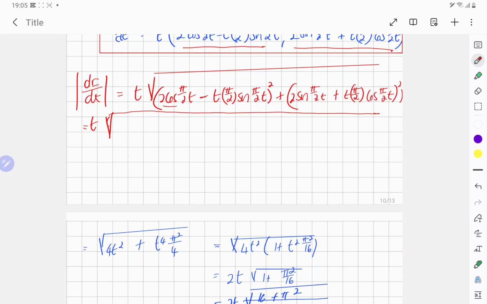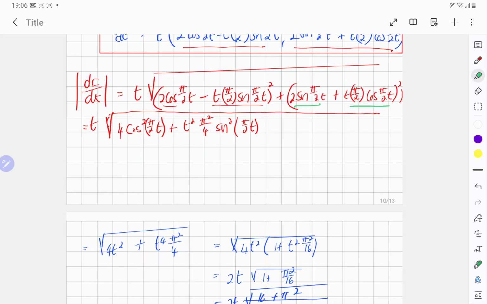For the first bracket, I'm doing the first component squared plus the second component squared. You'll see now why I'm doing it. Sine squared pi over 2t. Then I will do the inside just now.